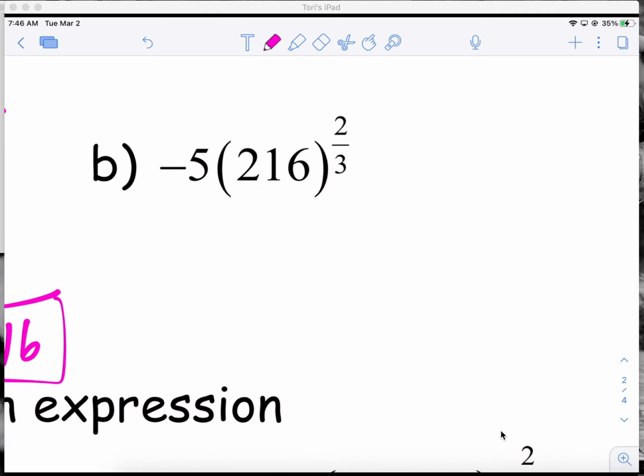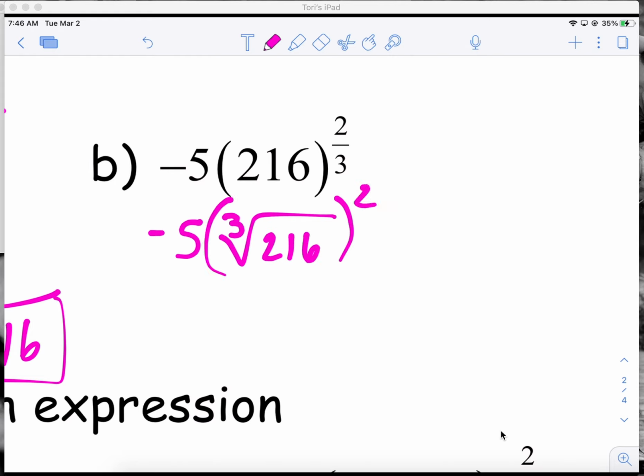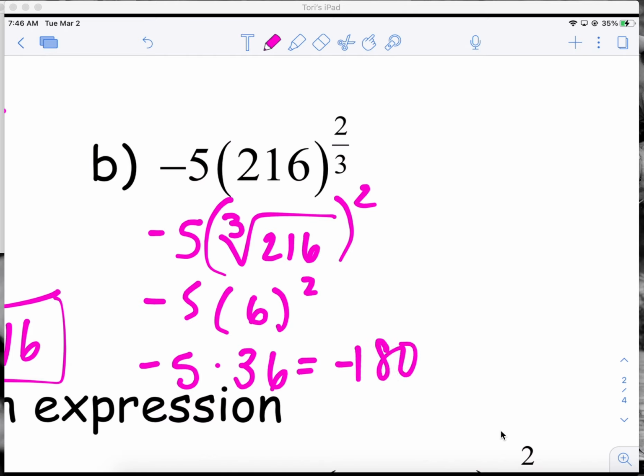Okay, if I look at this one, negative 5. I'm going to do the same thing, cube root of 216, and then square it. Cube root of 216 is a 6, so I have 6 squared. Oops, I changed that to a 5, sorry. All right, that means I have negative 5 times 36, and that gives me negative 180. Again, you could multiply that out without a calculator.